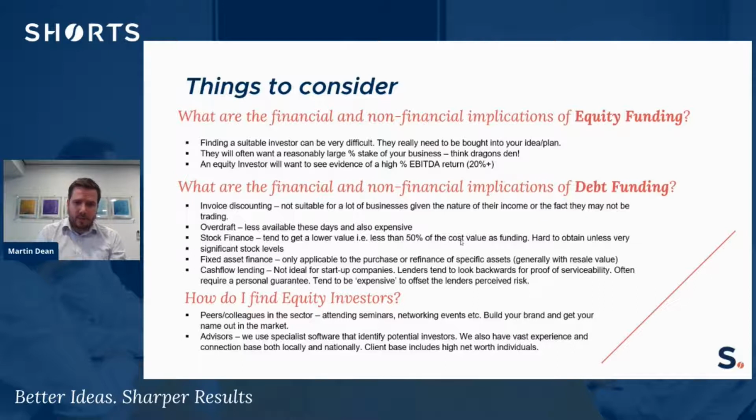And the last one is cash flow lending. The implication there is that it's not ideal for startup companies. Lenders, as I've touched on, tend to look backwards for proof of serviceability, so they often require a personal guarantee. They tend to be expensive to offset the lender's perceived risk. There is a second tier lending market out there, but interest rates tend to be getting towards double-digit figures. Again, not great for startup companies. You've got to be trading for a number of years to successfully get a cash flow lend, or a typical bank loan as you would see them.